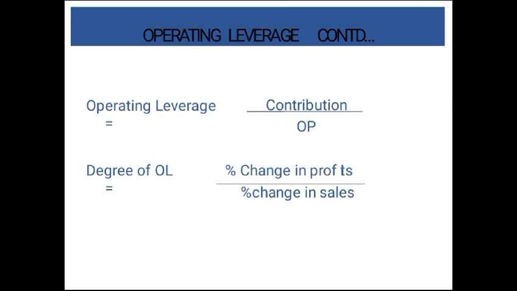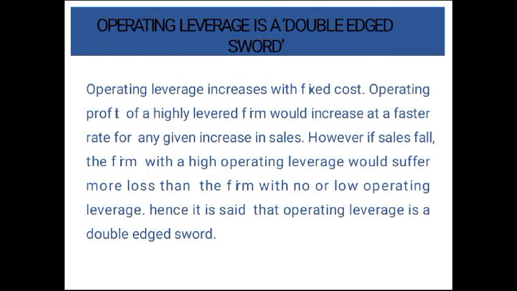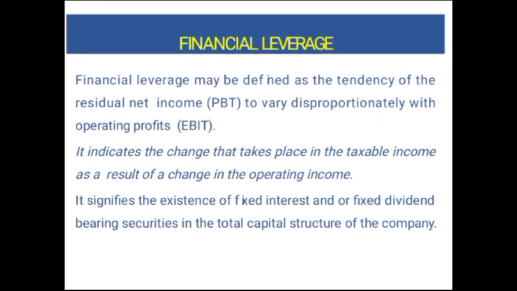The formula to calculate operating leverage is contribution by operating profits, and the degree of operating leverage can be calculated using the formula percentage change in profit by percentage change in sales. Operating leverage is a double-edged sword. Operating leverage increases with fixed cost. Operating profit of a highly leveraged firm would increase at a faster rate for any given increase in sales. However, if sales fall, the firm with a high operating leverage would suffer more loss than a firm with no or low operating leverage. Hence, it is said that operating leverage is a double-edged sword.